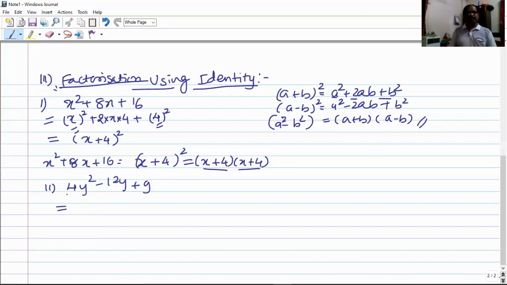So let's try to write the first and last terms as perfect squares. Here the first term is 4y square. Is 4 a perfect square? It is the square of which number? It is the square of 2 obviously, and y square is already a square of y. So I can write the first term as (2y) square, right? And the last term is also in square form. Is 9 a perfect square? Yes, obviously it is a square of 3. So I can write this last term as 3 square. So the first term is (2y) the whole square, and the last term is 3 square.